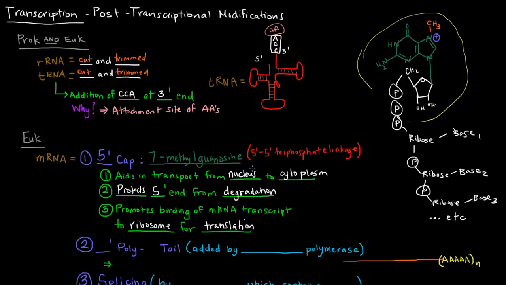So the mRNA needs to be translated, right? That's the purpose of mRNA. So it needs to be translated on a ribosome. Well, it needs to somehow bind the ribosome. So this 5' cap helps it do that.